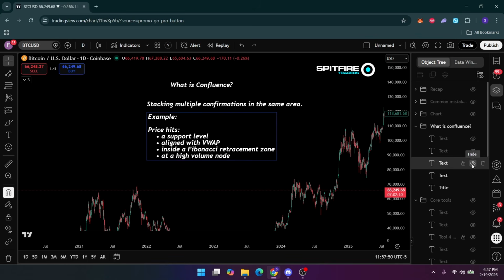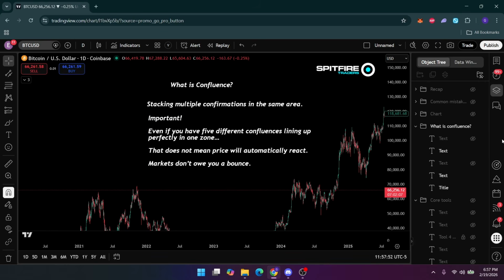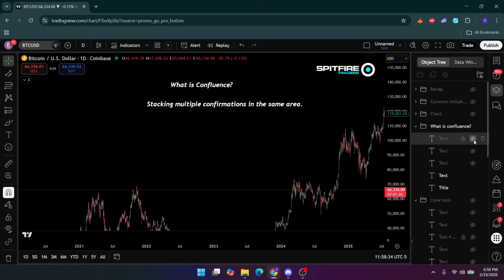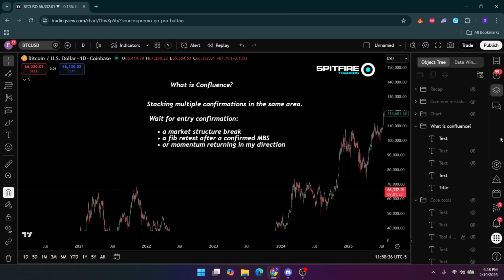But here is the key thing you need to understand. Even if you have 5 different confluences lining up perfectly in one zone, that does not mean price will automatically react. Markets don't owe you a bounce. That's why I personally don't just place random limit orders on levels and hope for the best. Instead, I use confluence to identify an area of interest, and then I wait for an entry confirmation, like a market structure break, a Fib retest after a confirmed market structure break, or momentum returning in my direction. Confluence gives you the zone. Confirmation gives you the trade.